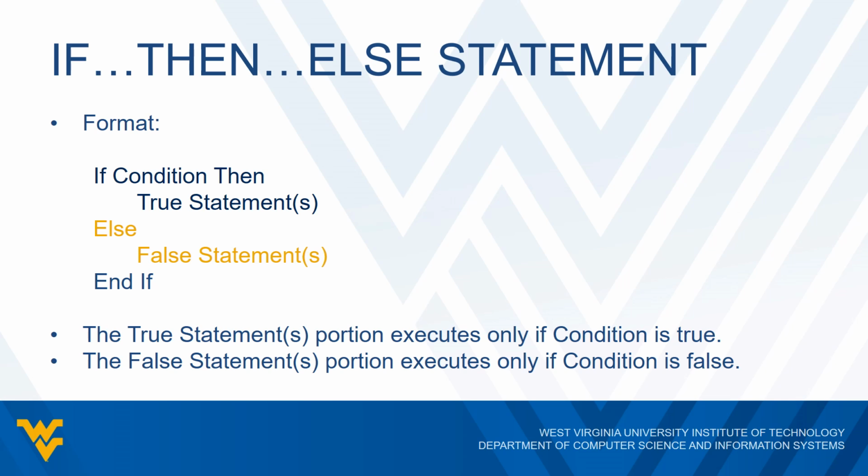So we'll backtrack for a second. If the condition is true, we'll execute the true statement portion, skip the false statement portion, and then just move on with the rest of the code. If our condition is false, we're going to skip the true statement portion and move down to the false statement section and run that code, and then we continue on with our program.